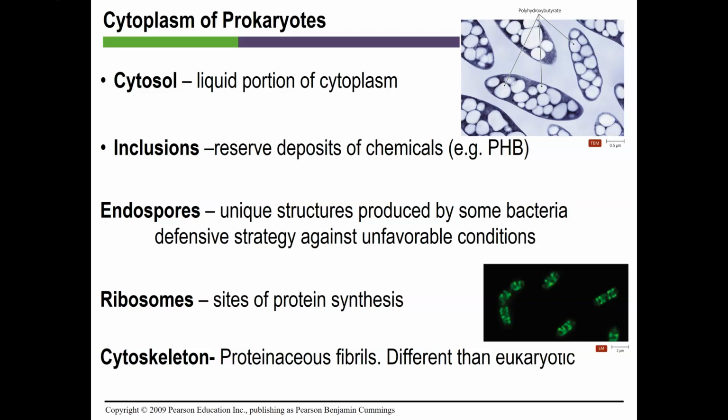The cytoskeleton consists of fibrils that give the internal space of the cell some organization and a bit of structure. It was thought for many years that bacteria don't have a cytoskeleton. They do. It's just not as complex or as large as what you find in a eukaryotic cell. Bacteria do have a form of a cytoskeleton.